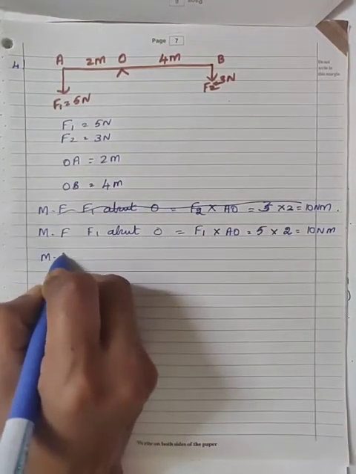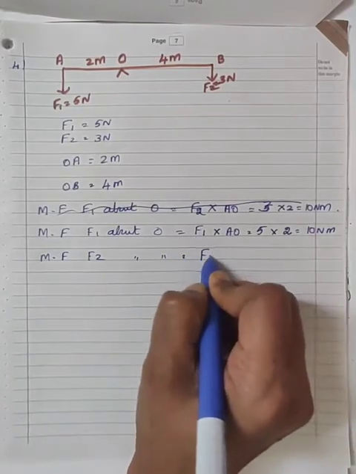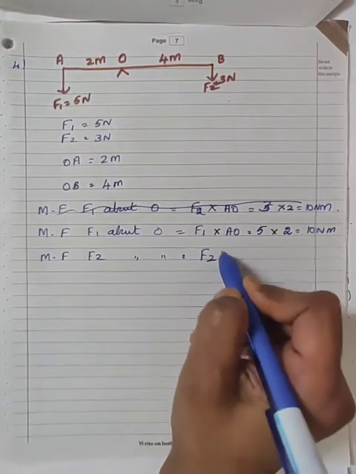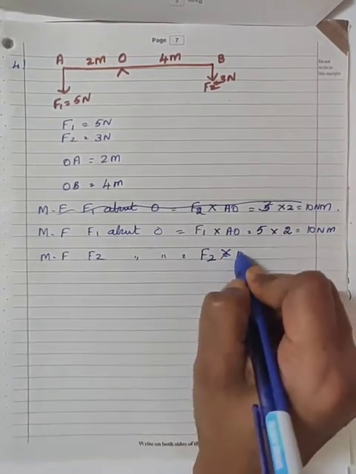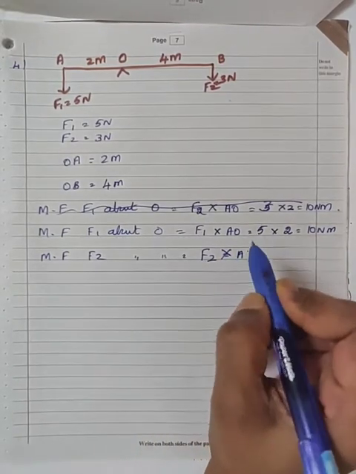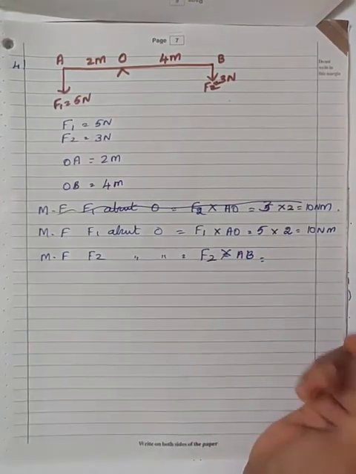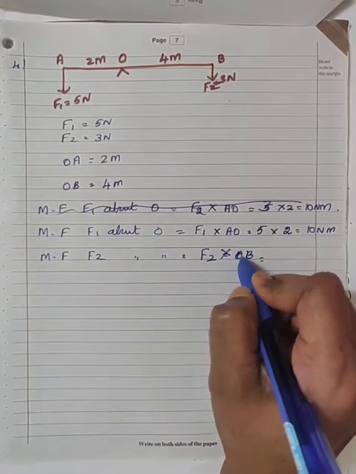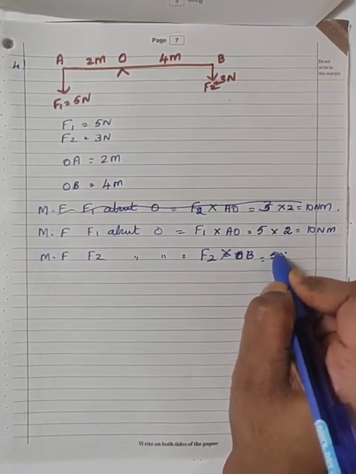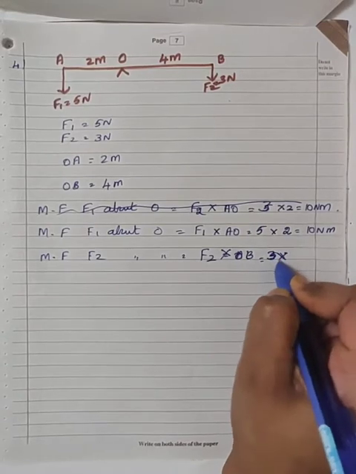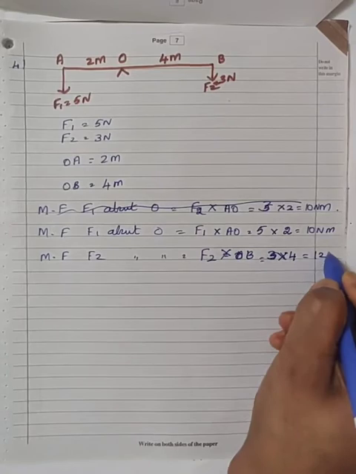So the moment of force F2 about O is equal to F2 into the perpendicular distance between the line of action of the force F2 and O, which is OB according to the diagram. Right? That is F2 into OB, which is equal to 3 Newton is the force acting and the distance OB is equal to 4, which is equal to 12 Newton meter.